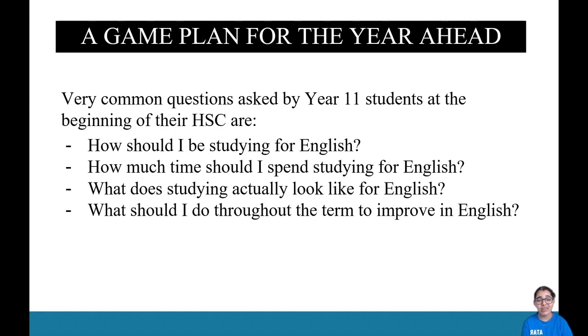So be honest with yourself in terms of where do I need to spend more time, what do I need to do more. Then in terms of what does studying actually look like for English, I think at the beginning of the term when you're reading your text, it looks like reading your text, making notes, deconstructing certain scenes, usually certain paragraphs, and then writing those little paragraphs, and then finally coming to a point where you're going to write that essay.